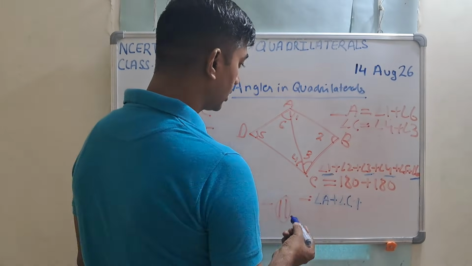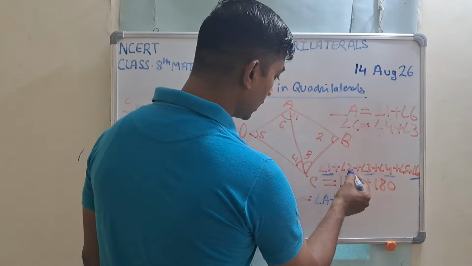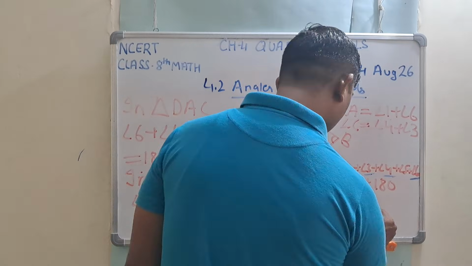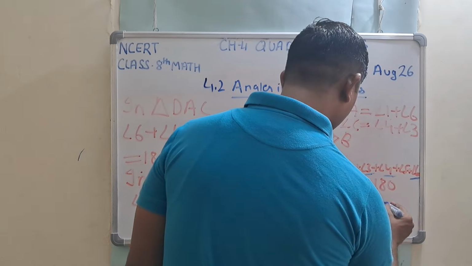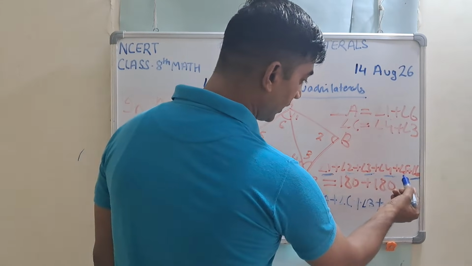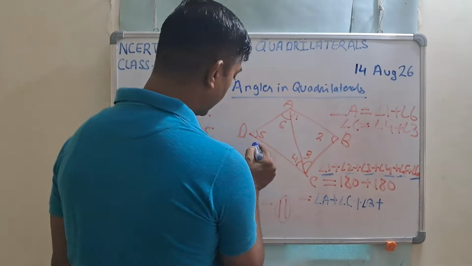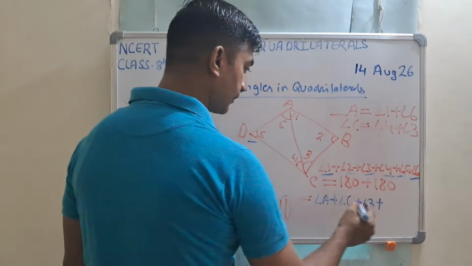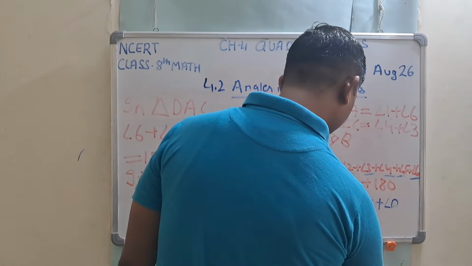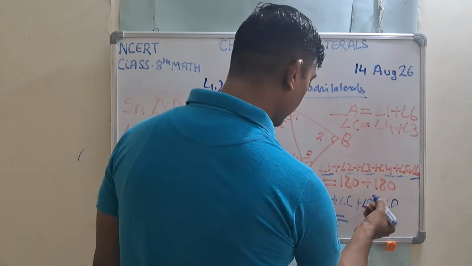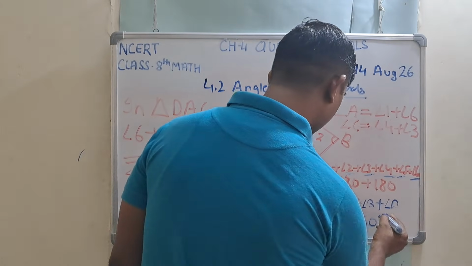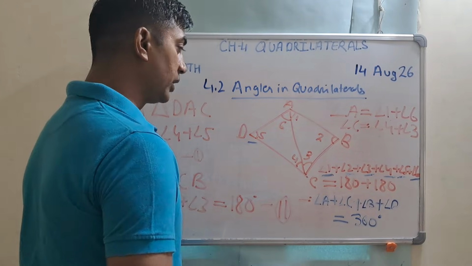Then what is left? Angle 2. What is angle 2? Your angle 2 is angle B, right? Plus what is left? Which angle is left? Angle 5. And your angle 5 is angle D. Angle D. And this is equal to 180 plus 180, 360. So what have we concluded?